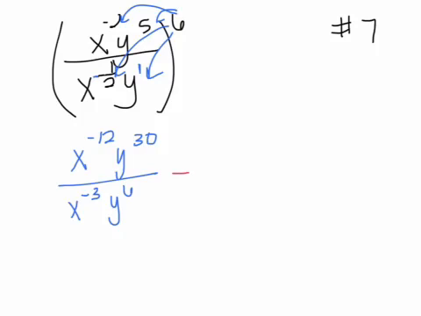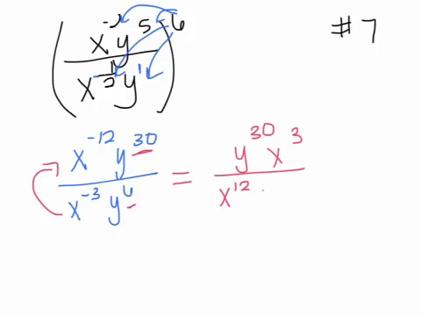So I'm going to simplify this a little bit more. Anything that's negative, negative exponents travel, or if you cross the line, you change the sign. This one's positive, so it stays. This one's negative, so it crosses the line and changes the sign. This one's positive, so it stays.